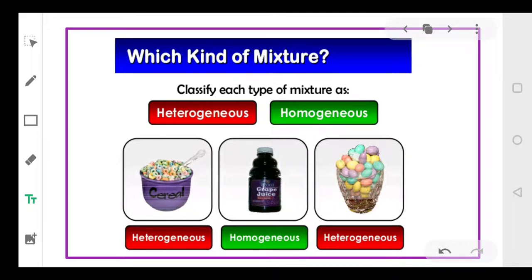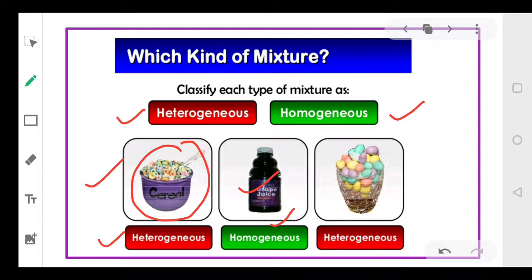Now see, yesterday we discussed homogeneous and heterogeneous mixtures. Now tell me, if you are eating cereals, is it homogeneous or heterogeneous? Yes, you are correct. It is a heterogeneous mixture. Now if you are drinking juice, the juice is a homogeneous mixture, right? Whatever juice you are drinking, that is a homogeneous mixture, everyone.